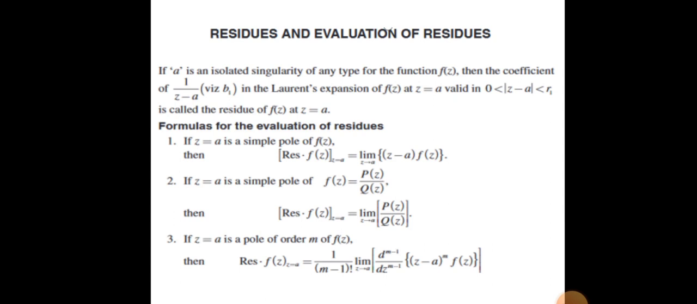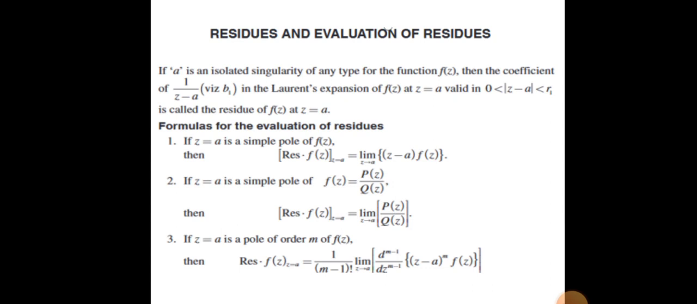How do we find these residues? Let us see the formulas. If z equal to a is a simple pole of f of z, then the residue of f of z at z equal to a is the limit as z tends to a of z minus a into f of z. Suppose z equal to a is a simple pole of a function f of z of the form p of z by q of z, then the residue is the limit as z tends to a of p of z divided by q of z.